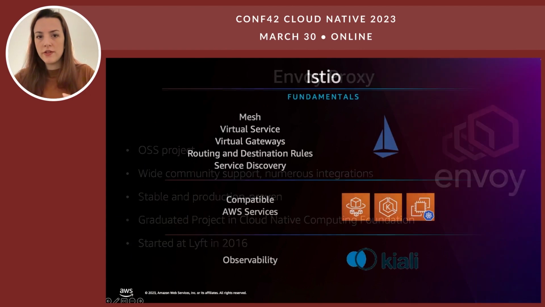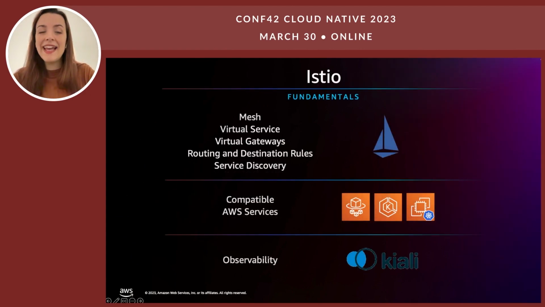One service mesh that uses Envoy proxies is Istio. You can install Istio into your cluster using istioctl or the Istio operator. Create and manage the components like, for example, mesh, virtual service, virtual gateways, etc. through istioctl and Kubernetes APIs.